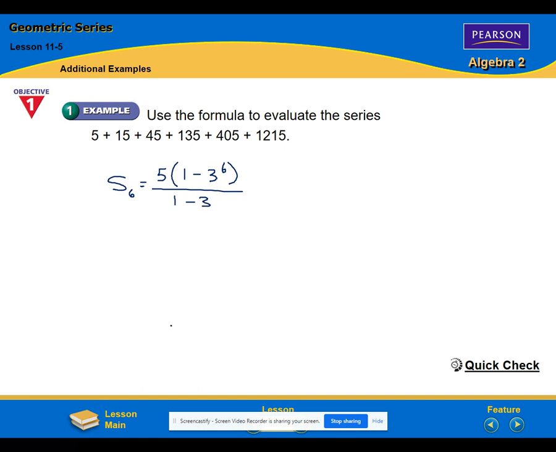Okay? Now, you want to use your calculator for this. The denominator there will easily simplify to negative 2. But I am using my calculator here just to get an accurate number. And that is 1,820. That means that the sum of those 6 numbers is 1,820.